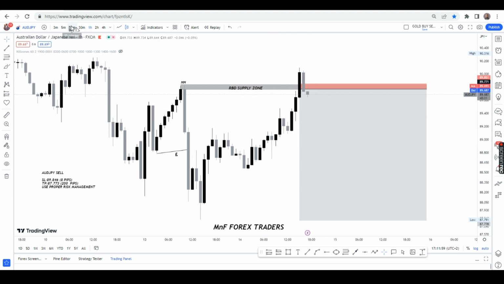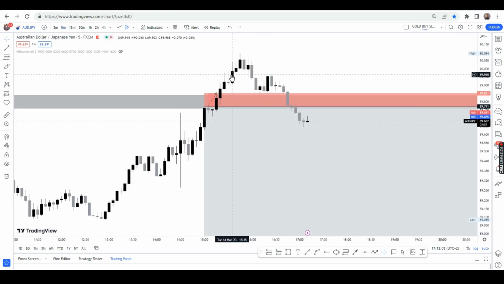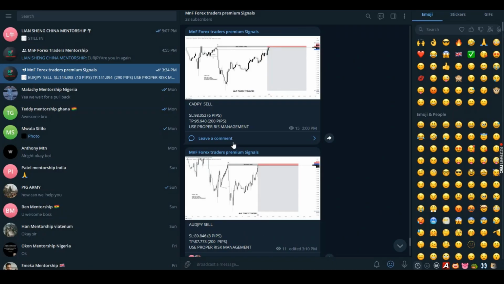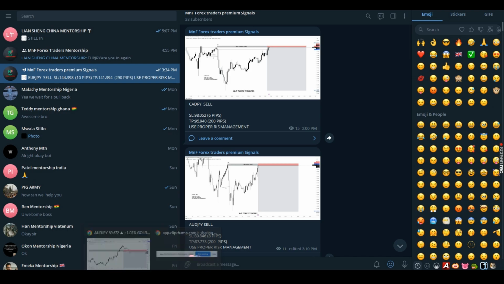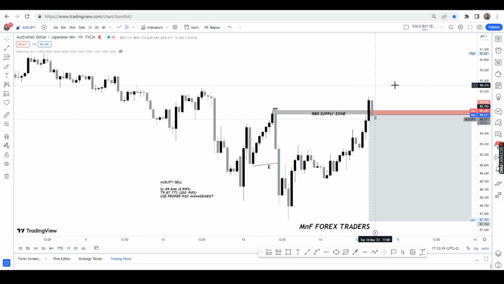And if you drop to the lower time frame, you're going to see the market actually reacted from here. We had a nice pin bar formed on the lower time frame. Then we jumped in right here, and the signal was sent on this particular trade. And guess what? This trade still went to the upside, and we were taken out.